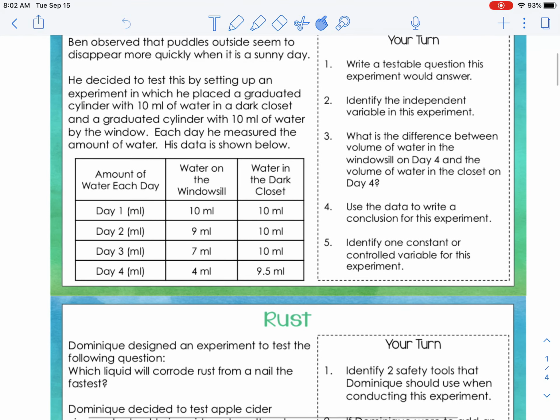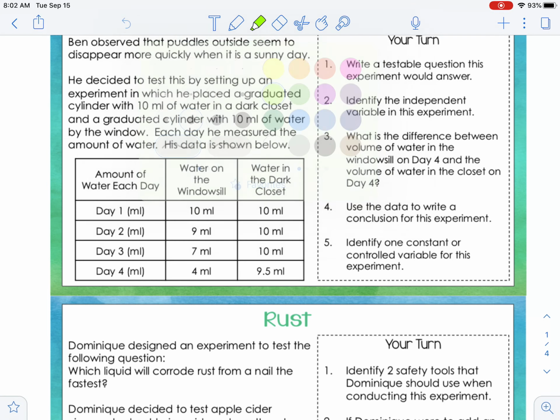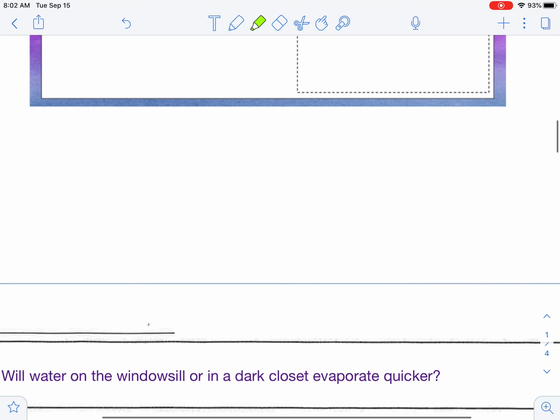What is the difference between the volume of water in the windowsill on day 4 and the volume of water in the closet on day 4? So we know that difference is an answer to a subtraction problem. So we're going to take a look at day 4. That's this one right here. So it's going to be 9.5 minus 4, or 5.5 milliliters.